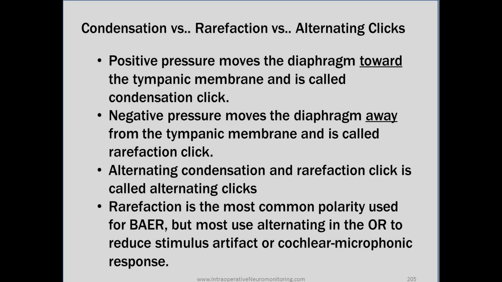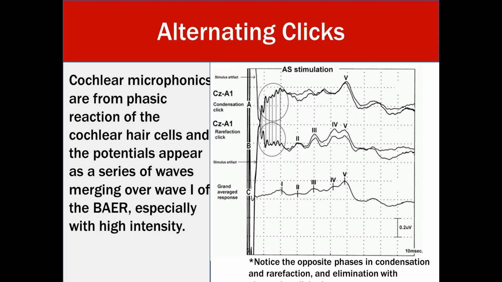Rarefaction is the most common polarity used for BAERs, but most use alternating clicks in the operating room to reduce stimulus artifact or cochlear microphonic responses. So, according to our guidelines, best practice is to start with alternating clicks. If you talk to audiologists, they might start off with rarefaction because that's what they're used to doing. If you're not getting a response the way you want, then you can change to rarefaction and then sometimes even check out condensation. But that's usually the lowest in the pecking order.